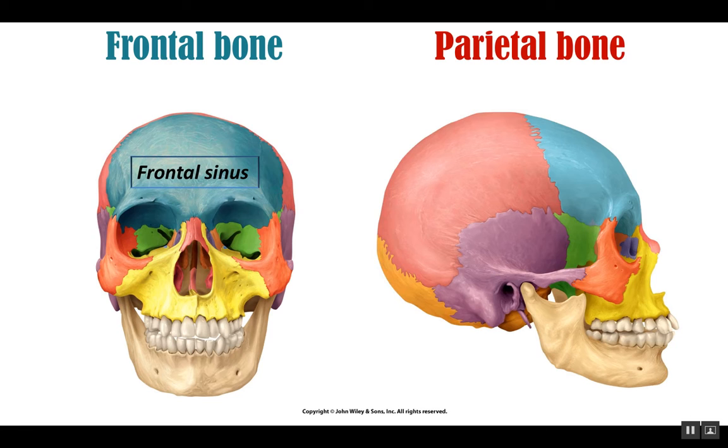It actually forms 4 sutures. We're going to revisit these sutures later on, but we have that sagittal suture. There's also a suture here known as the coronal suture. There's a suture here called the squamous suture, and there's a suture here called the lambdoid suture. So it forms joints with a lot of these other flat bones of the skull.